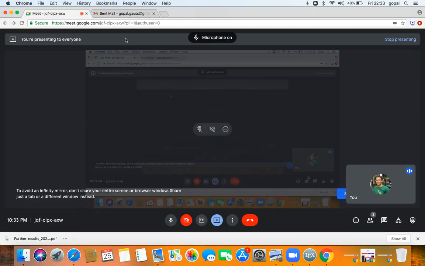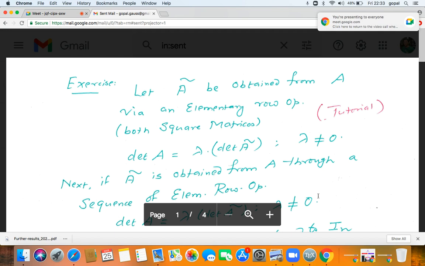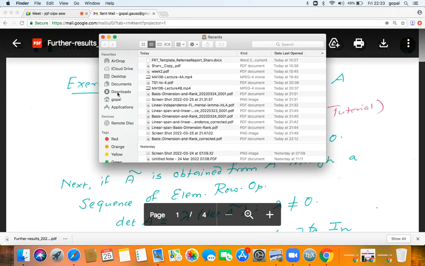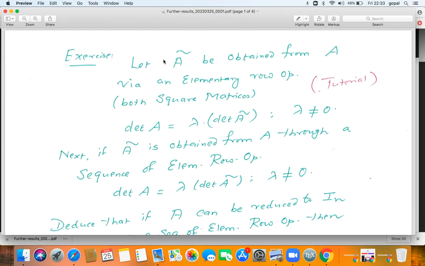Let's continue. So now there are some further results I'd like to discuss with you. Some further results, and here they are. Exercise. These are exercises. Let A tilde be obtained from A via an elementary row operation.